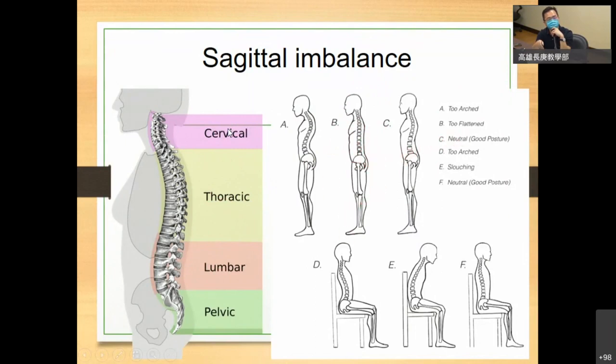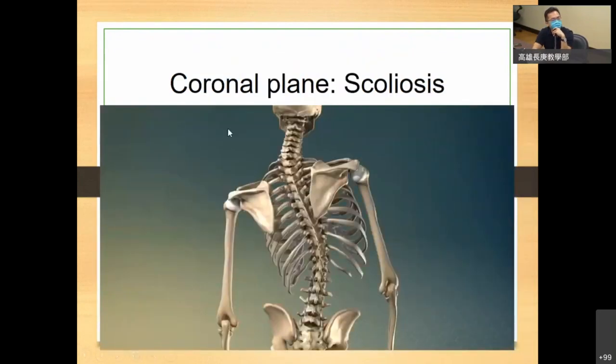That means the patient has a flat back, and it will shift your body center from posterior to anterior, and the patient does not walk smoothly, and sometimes it is easy to slide down. Okay, so sagittal imbalance is very important for the spine surgeon to reconstruct the patient from illness to normal.